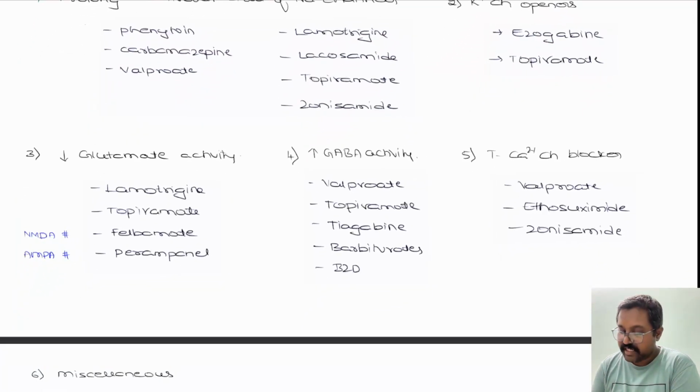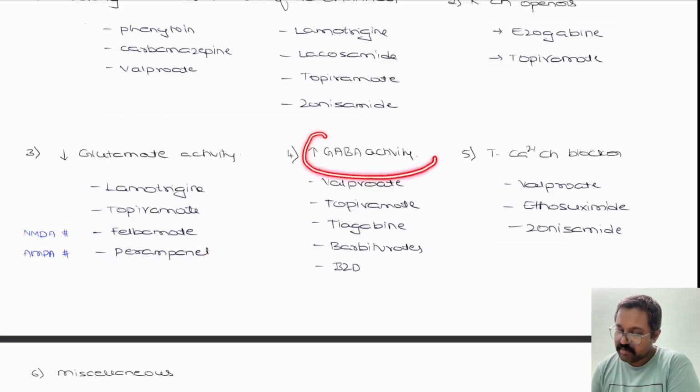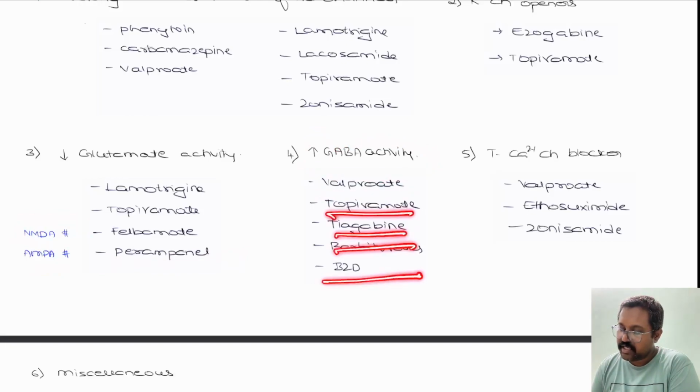Drugs which will decrease the glutamate activity are lamotrigine, topiramate, felbamate, and perampanel. Felbamate is going to block NMDA receptors, and perampanel is going to inhibit the AMPA receptors. Drugs which increase GABA activity are valproate, and after valproate, we have topiramate, tiagabine, barbiturates, and benzodiazepines.